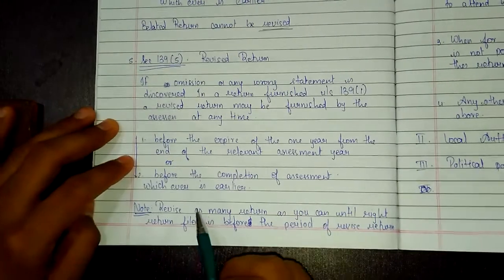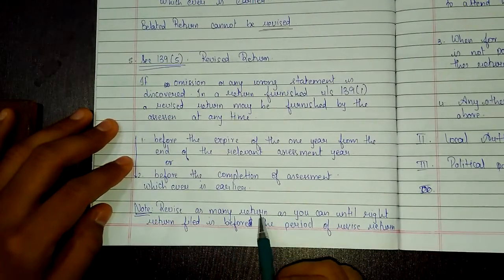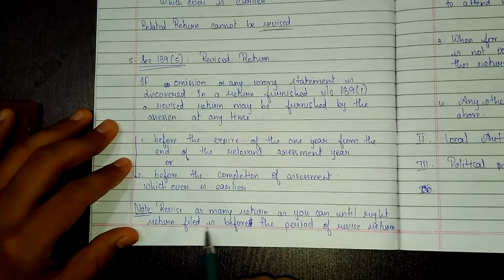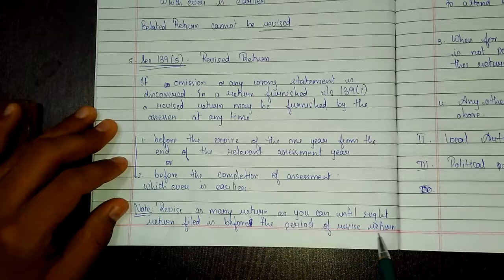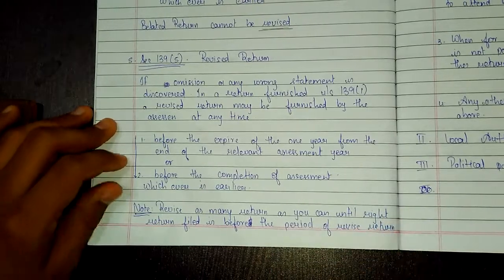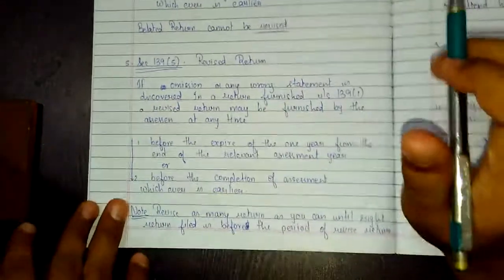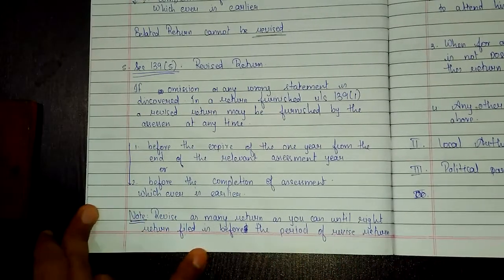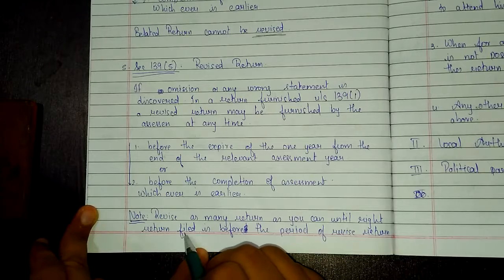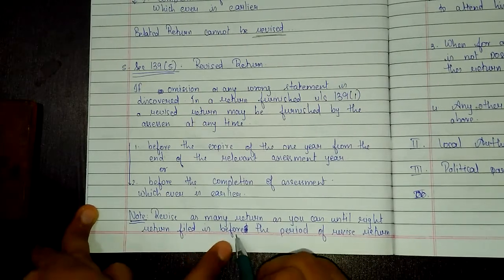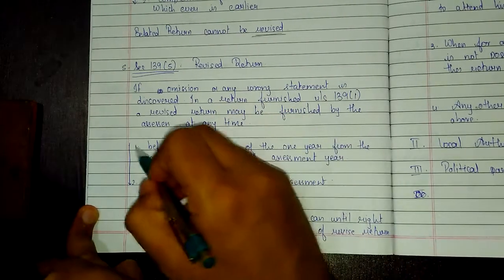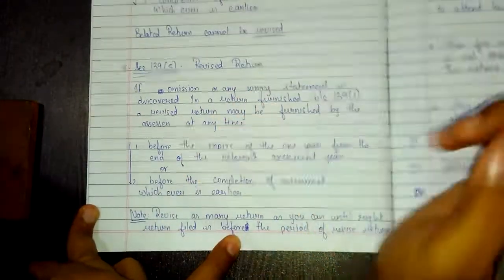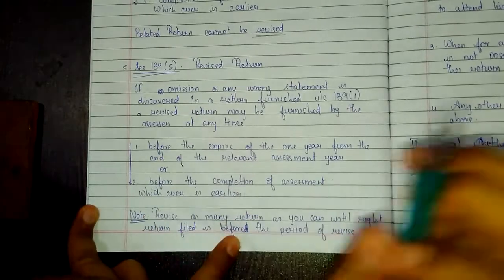Note: revise as many returns as you can until the right return is filed before the period of revised return. What does this statement mean? This statement is quite tricky. You should understand what this means. Revise as many returns as you can until the right return is filed before the period of revised return. That is, before this period, file as many revised returns as you want, but before this period.